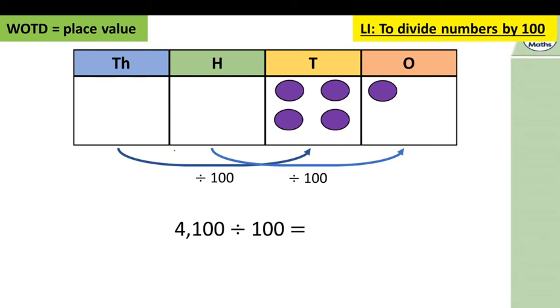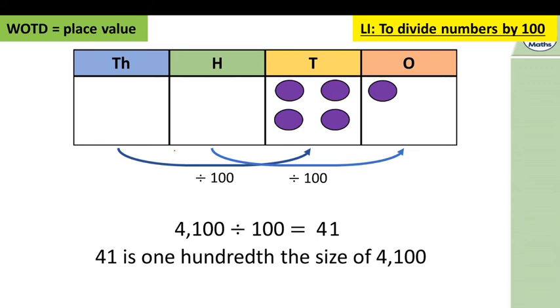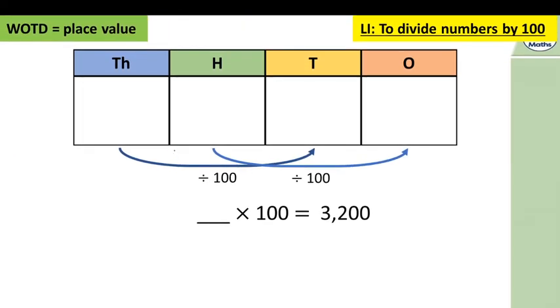If you get stuck today, you can go back to using your place value columns to help you out, moving 2 to the right if you're dividing by 100, 1 to the right if you're dividing by 10. So 4,100 divided by 100 is 41. 41 is 1/100th the size of 4,100.